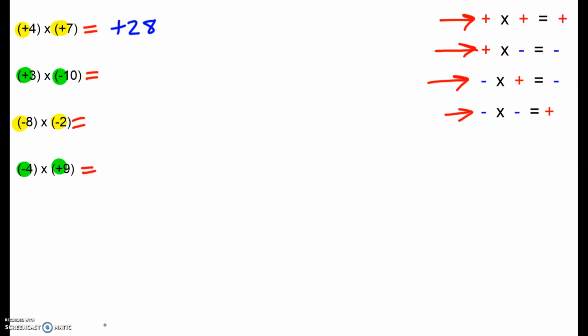Number 1 has same signs, so the answer is positive, 28. Number 2, different signs, the answer is negative, 30. Number 3, same signs, the answer will be positive, 16. Number 4, different signs, the answer will be negative, 36.